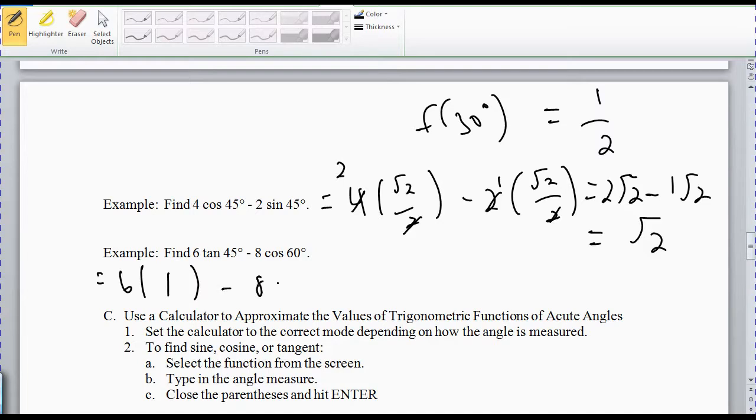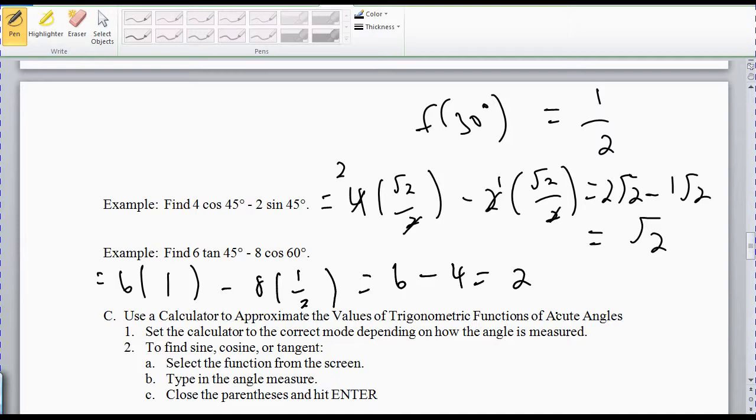And then minus 8 times cosine of 60. Cosine of 60 is the same as sine of 30, and sine of 30 is 1/2. So now I have 6 minus 8 times a half is 4. So 6 minus 4 is 2. I didn't look at anything. It's all memorization. Just because I know sine 30, sine 45, and sine 60, I can find everything else.